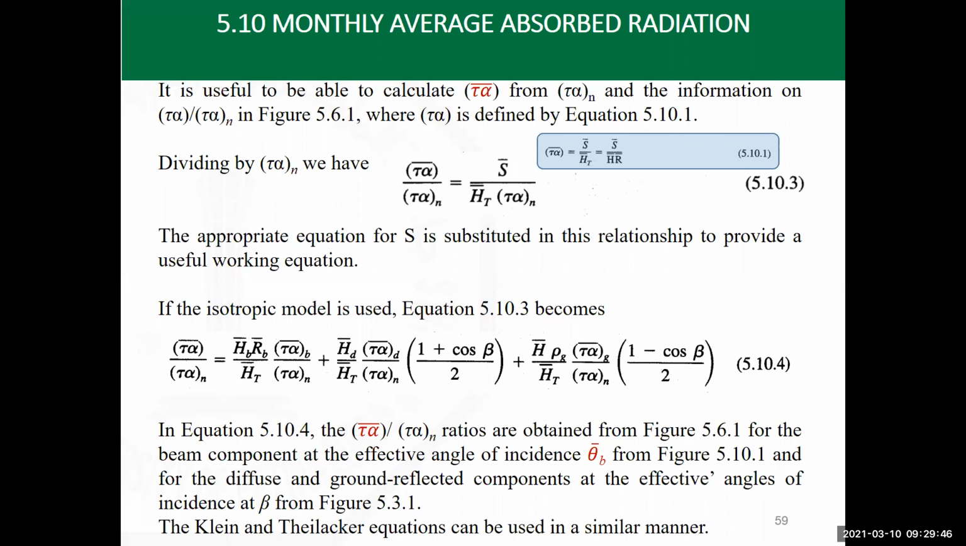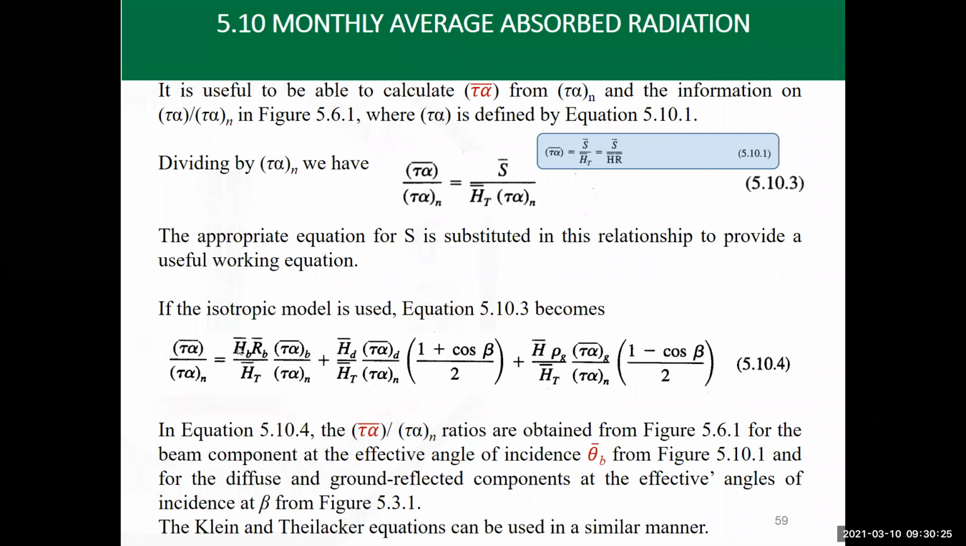Now, based on that, the expression of tau alpha over tau alpha n can be S over HT into tau alpha n, and then you can get that expression here. We know the value of S, and we can use the expression of S. We can divide it by HT, and then you can get this expression here. So for the isotropic model, the value of tau alpha over tau alpha n can be obtained by dividing the expression that we have seen for S previously, which is equation 5.10.3, by the value of HT. And you can see it here.